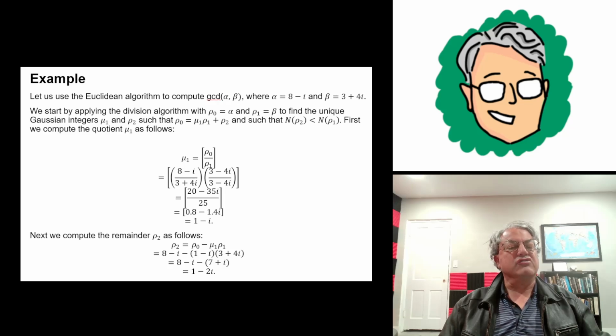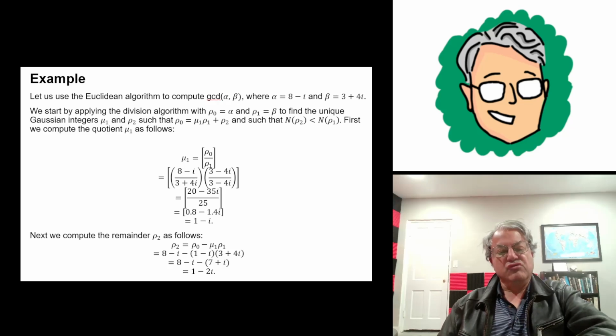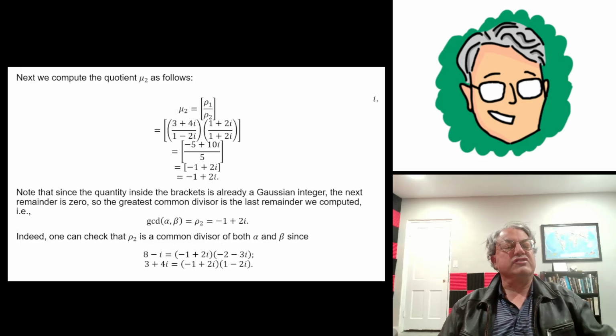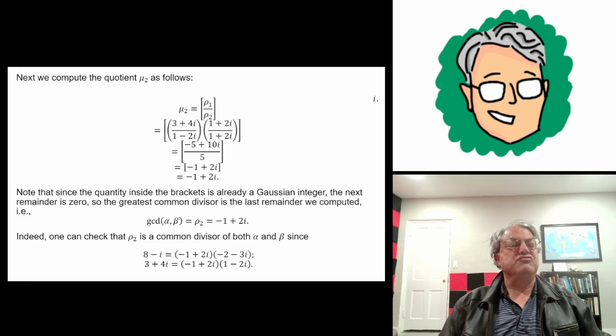And now we calculate the next remainder, rho 2. We just say rho 2 is equal to rho 0 minus mu1 rho 1. We do all the calculations. I'm not going to go through it in detail here, but when you're done, you find that the result is equal to 1 minus 2i. Well, we're not quite done yet. Remember, we have to keep going till we get a remainder of 0. So let's just do one more step.